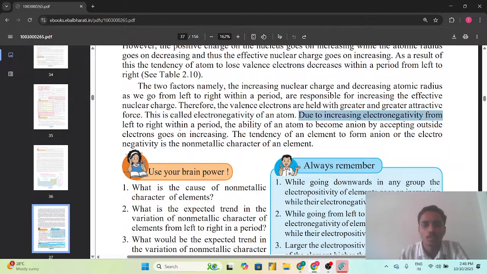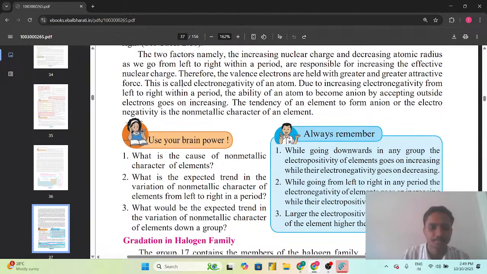Due to increasing electronegativity from left to right within a period, the ability of an atom to become an anion by accepting outside electrons goes on increasing. The tendency of an element to form an anion, or the electronegativity, is the non-metallic character of an element. The tendency of a metal to lose electrons is the metallic character, and the tendency of an element to form an anion, or the electronegativity, is the non-metallic character of that element.